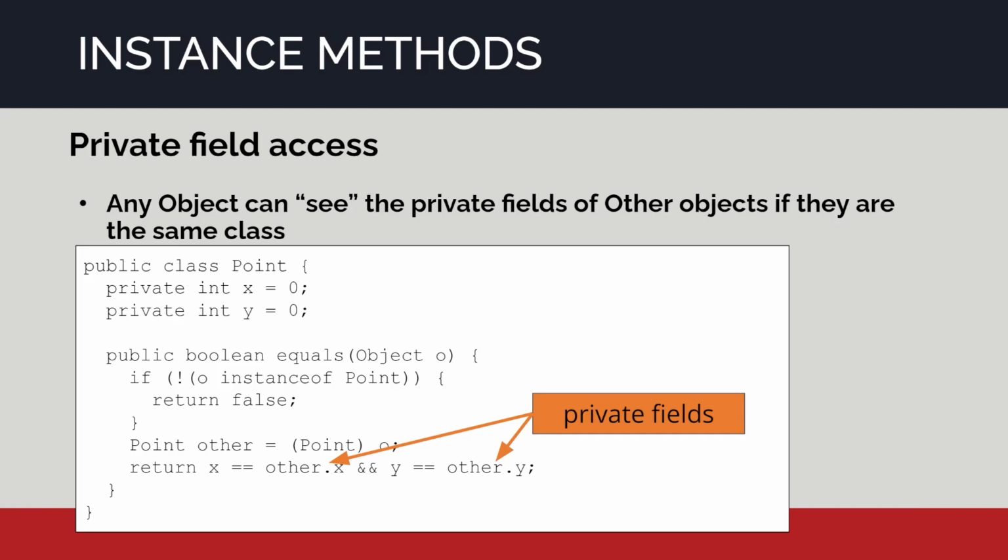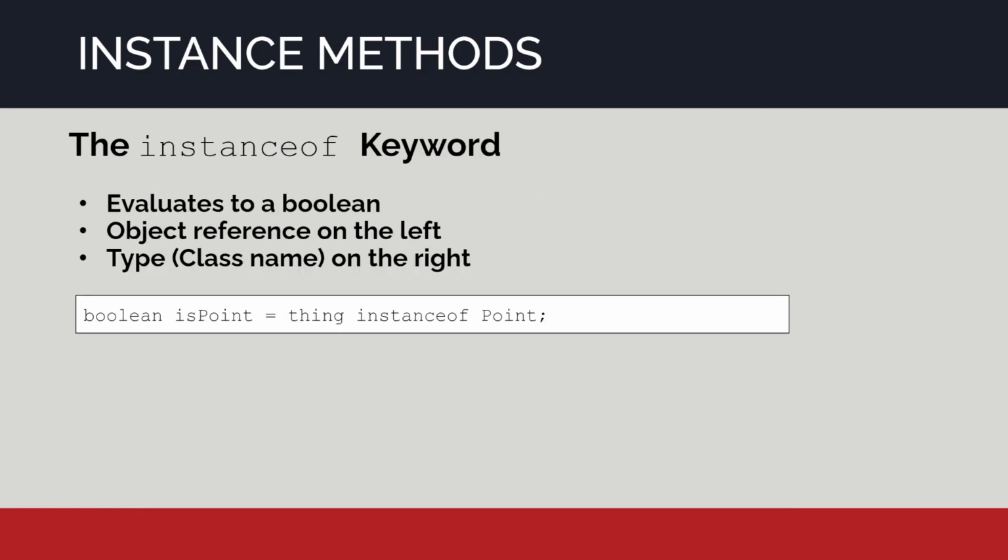Okay, and the other thing that we should look at in this equals implementation is this instanceof keyword. It evaluates to a boolean, and the way that it works is that you put to the left of it an object reference.